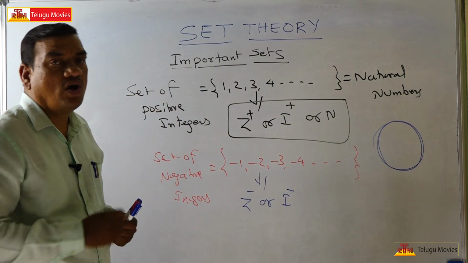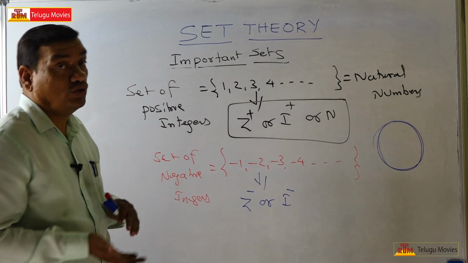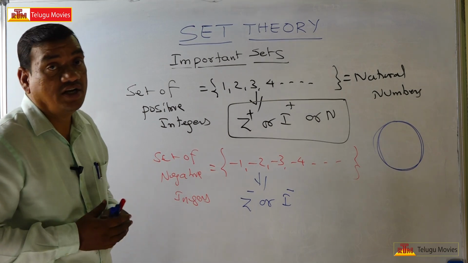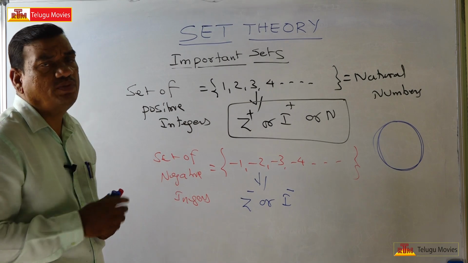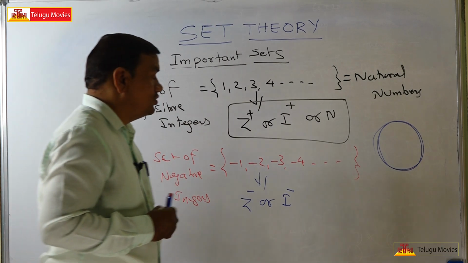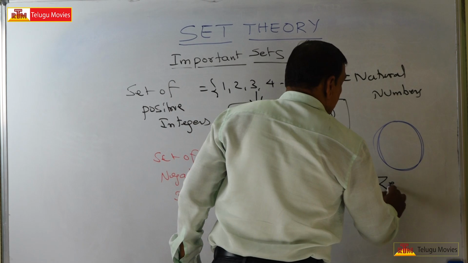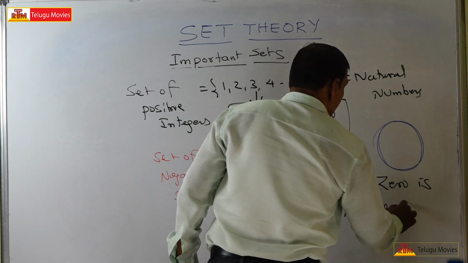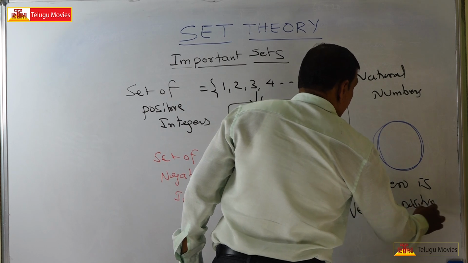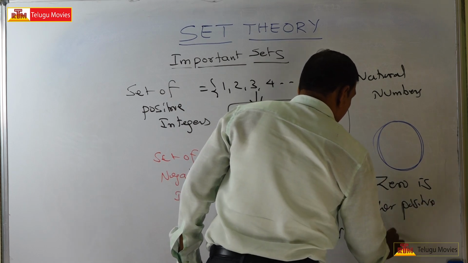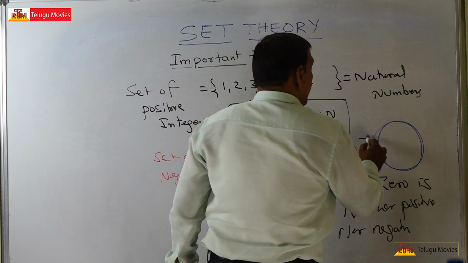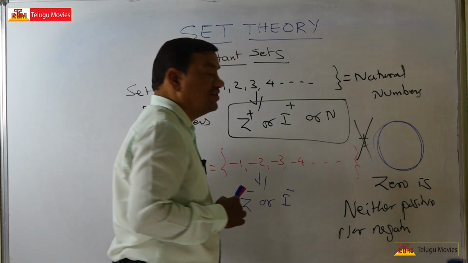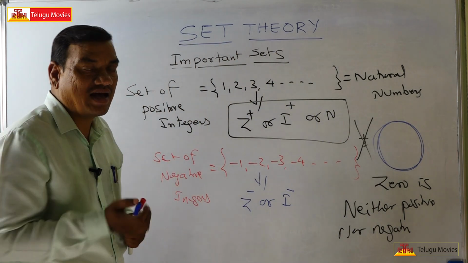What about that 0? Is it positive, or negative, or both positive and negative, or neither positive nor negative? 0 is neither positive nor negative.